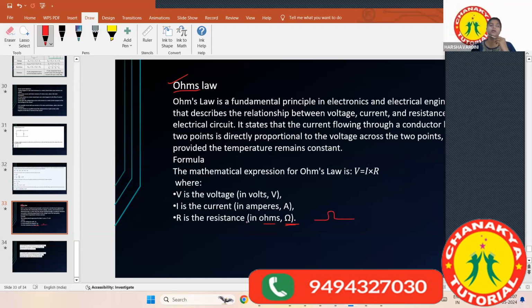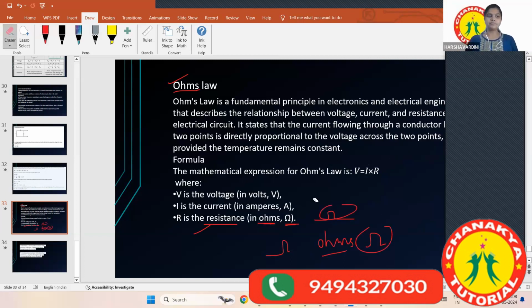Current is measured in amperes. Like voltage, we have current in amperes. So the unit of resistance is ohms. You have to remember this. I forgot to say, the unit of resistance is ohm. So resistance is calculated with the unit ohm. Instead of writing ohms, you can use this symbol.